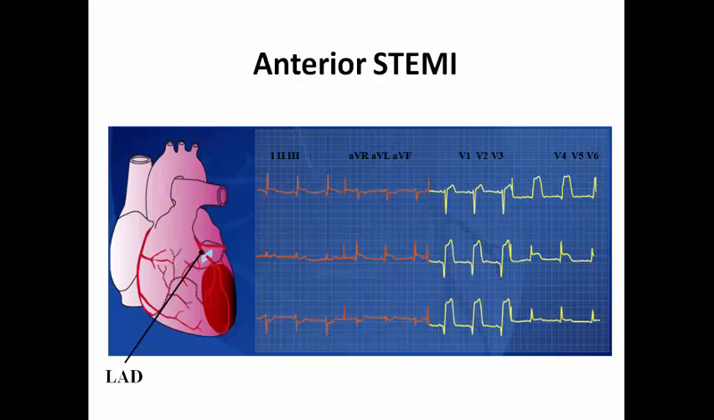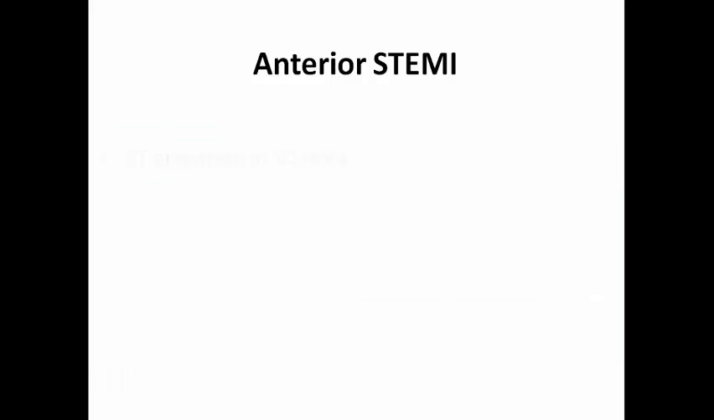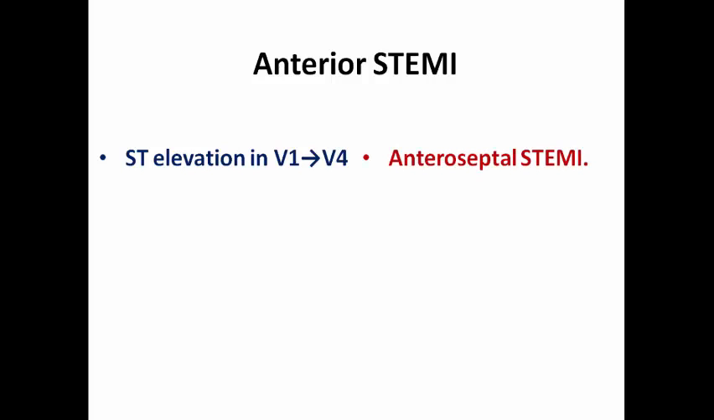So for example, if the ST elevation was caused by occlusion of the left anterior descending, it will cause ST elevation in the chest leads, from V1 to V6 for example, and in this case we are going to call it Anterior STEMI. Anterior STEMI can present, for example, with ST elevation from V1 to V4, and in this case we can call it Anteroseptal STEMI, because V1 and V2 are always opposing the interventricular septum, and V2, 3, and V4 are opposing the anterior wall.